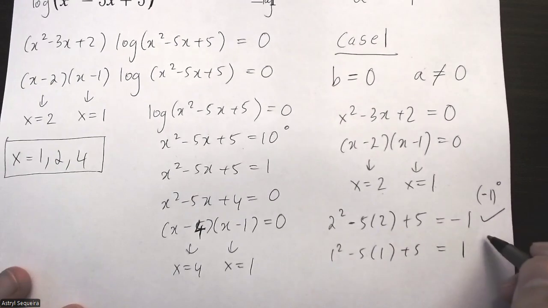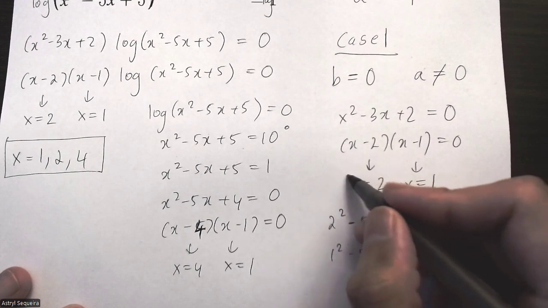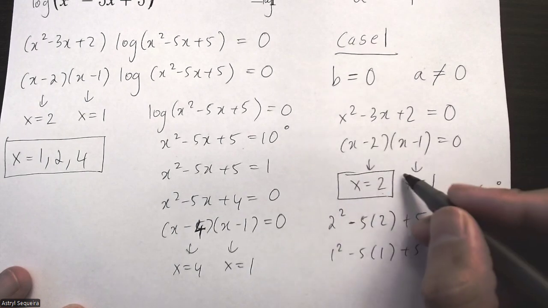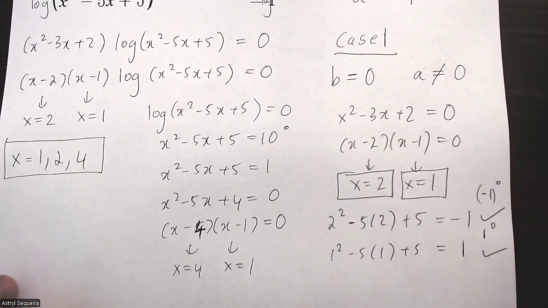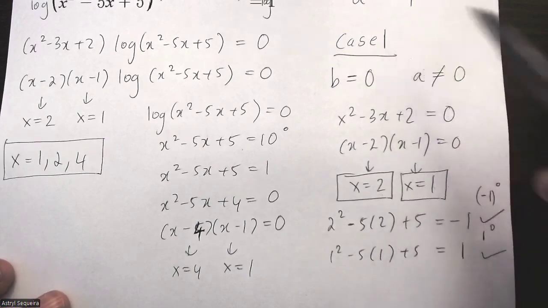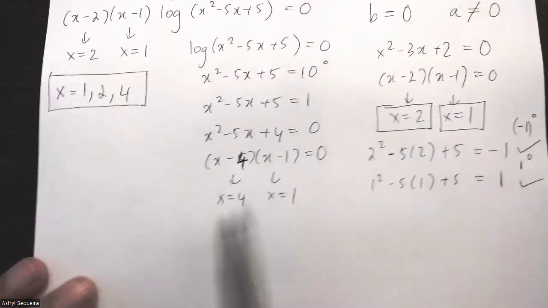So we have 1 to the power of 0, which is also a good solution. So these two solutions right here are definitely good solutions. Let's do the second case next.